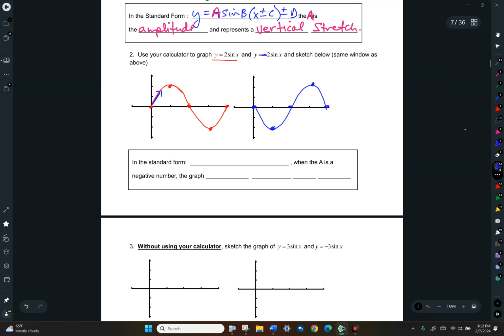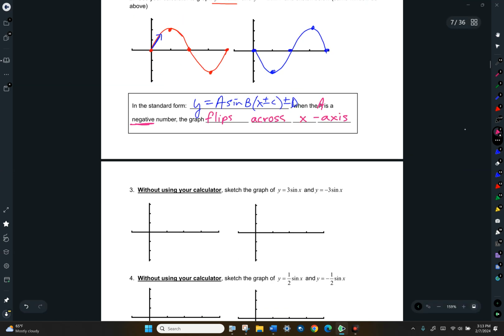Okay, so in standard form, y equals a sine b x plus or minus c plus or minus d. When the a is negative, so let's highlight here, if a is negative, then the graph flips across the x-axis.